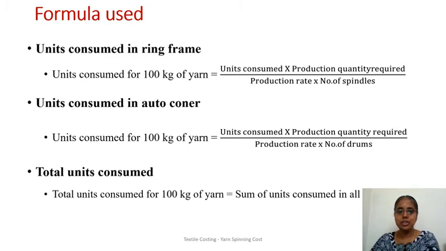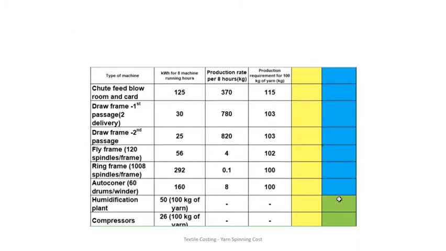For calculation of the total units consumed for 100 kg of yarn, we have to sum all the units consumed in all the productive machines, and then along with that add the units consumed by the various non-productive departments. This is the way we need to calculate the UKG. The same is shown here in the Excel sheet.